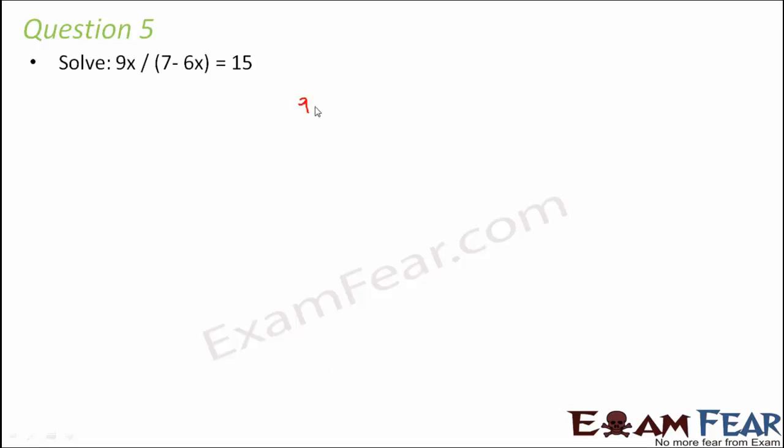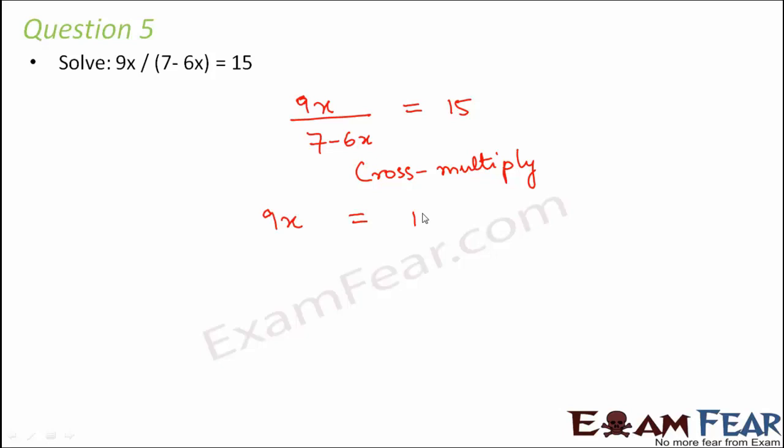So let's solve this equation now. 9x divided by 7 minus 6x is equal to 15. So this equation belongs to type 1. So we can directly cross multiply here also, because you have it in the form of numerator by denominator equal to numerator by denominator. So this would be 9x is equal to 15 into 7 minus 6x. So therefore we can say 9x is equal to 15 into 7 is 105 minus 15 into 6 is 90x.